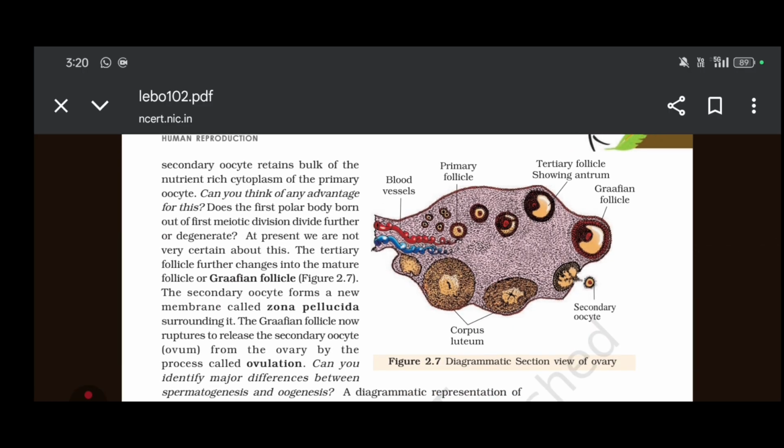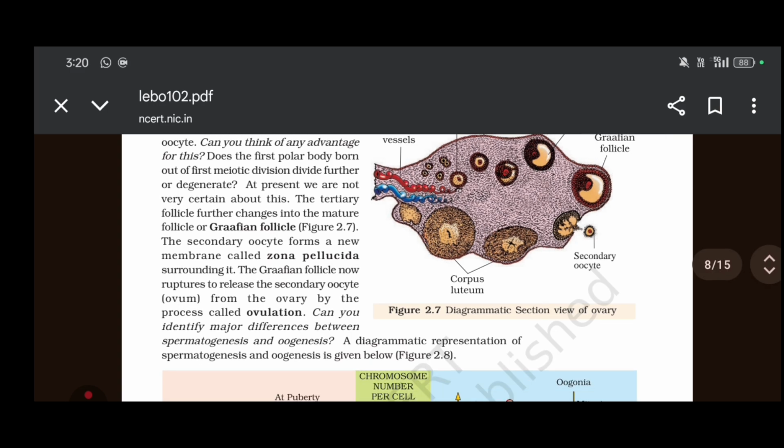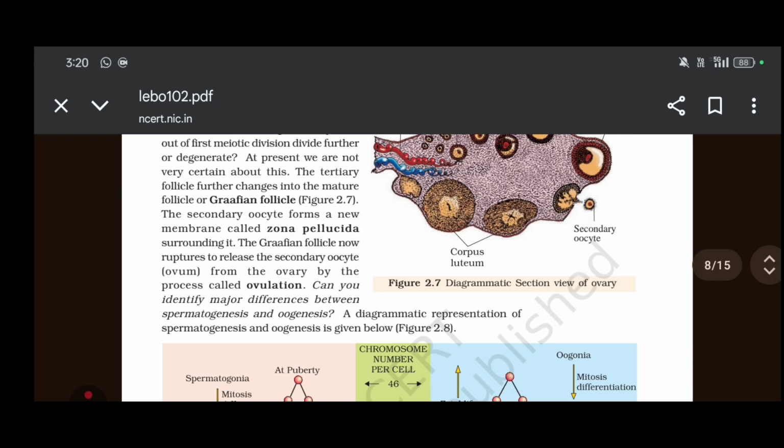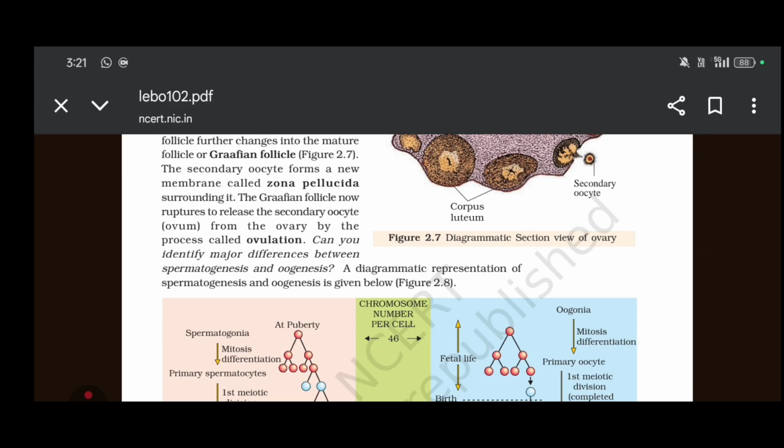Secondary oocyte retains bulk of the nutrient-rich cytoplasm of the primary oocyte. Does the first polar body divide further? At present, we are not very certain about this. The tertiary follicle further changes into the mature follicle or Graafian follicle. The secondary oocyte forms a new membrane called zona pellucida surrounding it. The Graafian follicle now ruptures in order to release the secondary oocyte from the ovary by the process called ovulation.